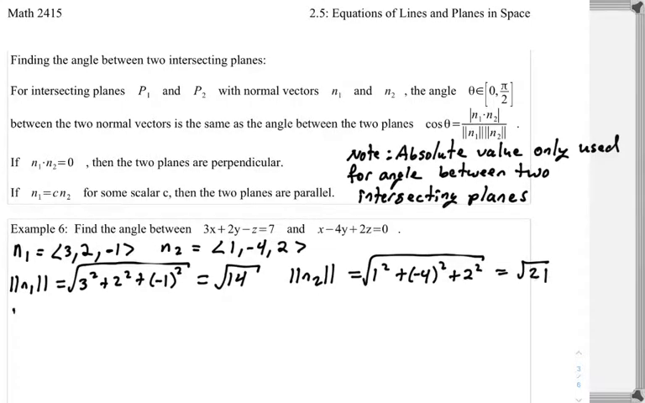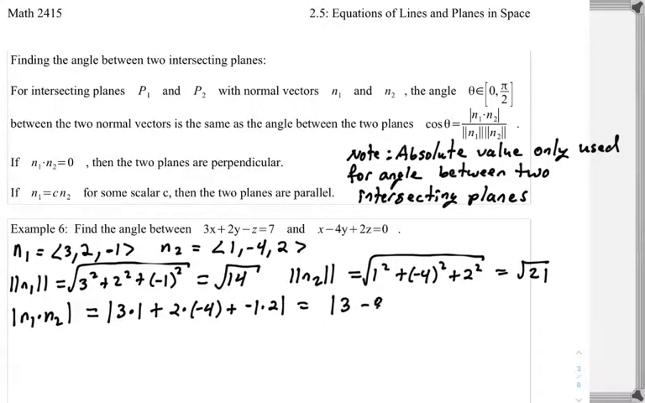Okay. And then we also need the absolute value of the dot product of the two normal vectors. So the absolute value of 3 times 1 plus 2 times -4 plus -1 times 2. And so that's going to be the absolute value of 3 minus 8 minus 2. It's going to be the absolute value of negative 7, which is 7.